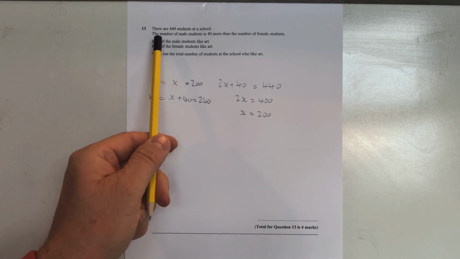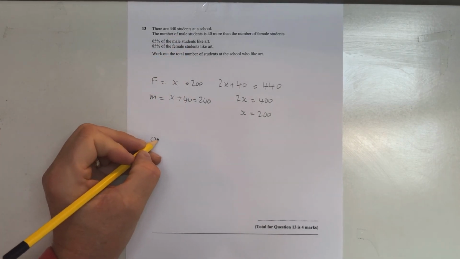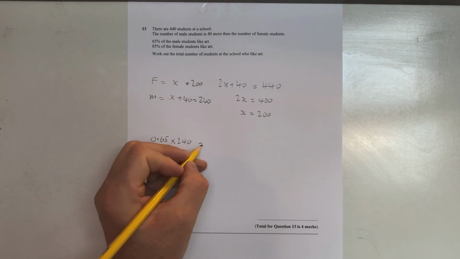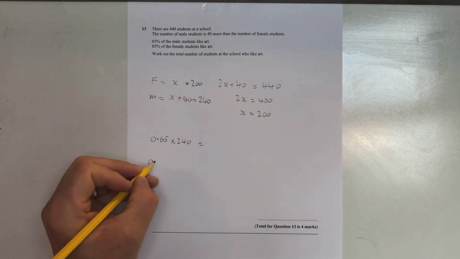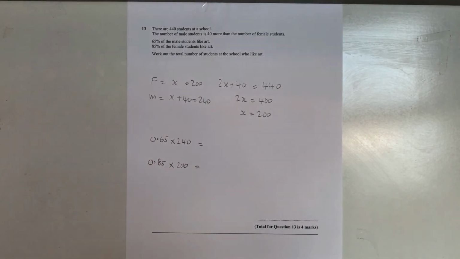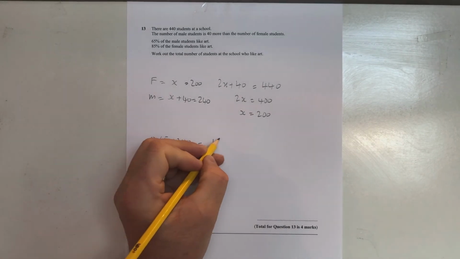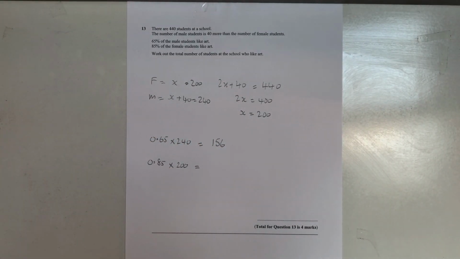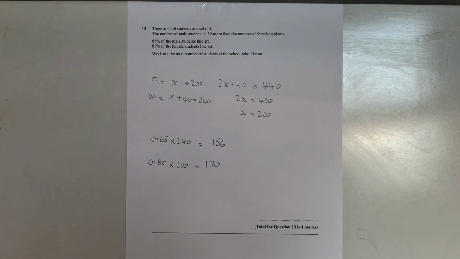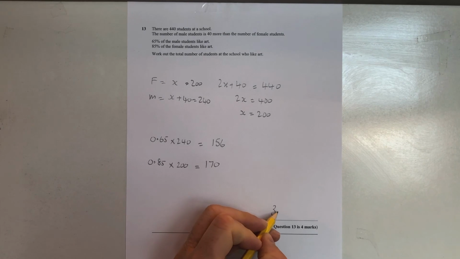Now 65% of the male students like art, so 65% as a decimal of the male students like art, 85%, so 0.85 of the female students like art. So calculator working now, 0.65 times 240 equals 156. 0.85 times 200, 170. So the number that like art is 170, add the 156, which gives us 326 students.